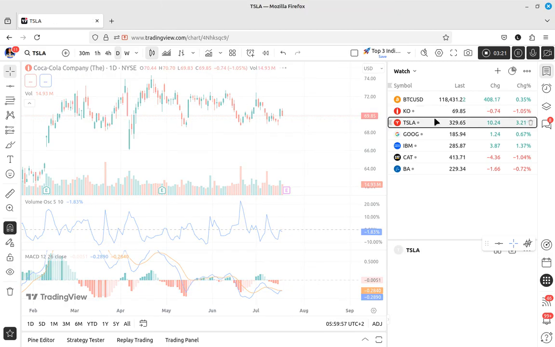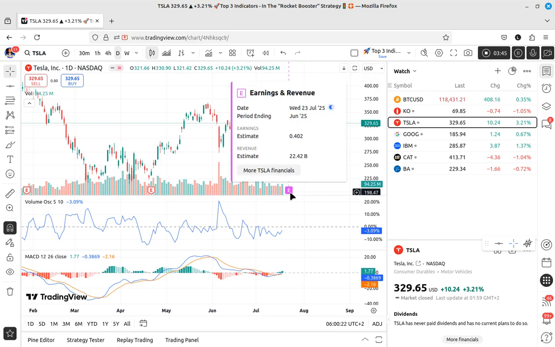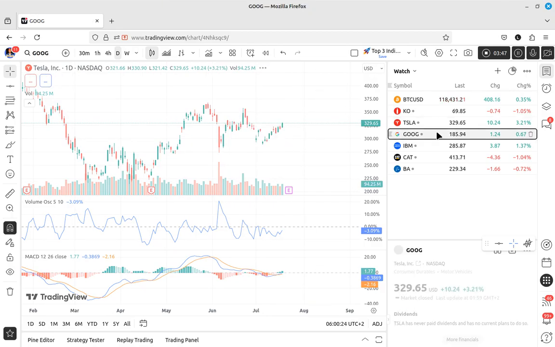Let's look at Tesla now. Same with Tesla. Even though it hasn't gapped up, you can see a bullish signal here on the MACD, and this is why it performed well on the market open. But the volume oscillator is yet to cross zero, so we still have space for improvement. Also, we have an earnings report next week in the evening.